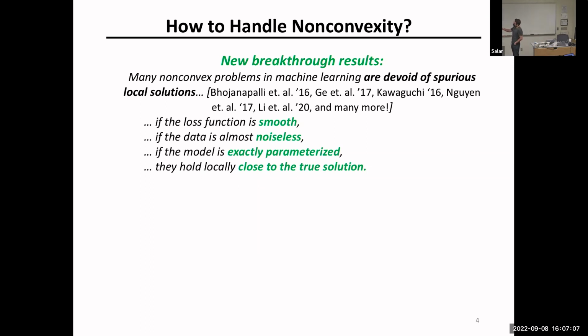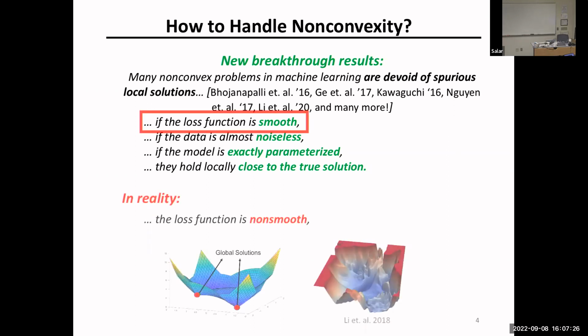They either assume that the loss function is smooth, or the data is almost noiseless, or we know exactly how many parameters we need to model our problem, or they hold locally around a neighborhood of the true solution. But in practice, the bad news is that we almost never satisfy these conditions.